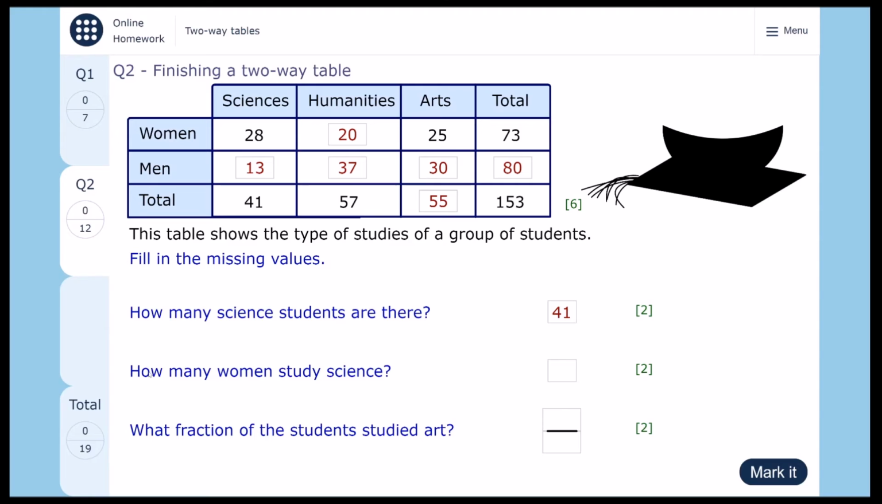The second question asks how many women study science. Again, looking at my science column and going down to women, I can see that there's 28 in total, so my answer is 28.